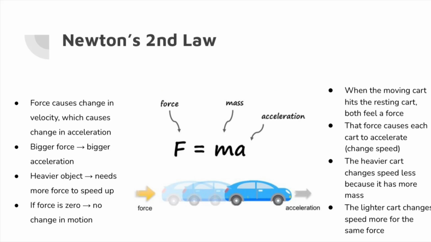This slide explains how Newton's second law, F equals ma, connects to our experiment. When the moving cart hits the resting cart, both experience equal and opposite forces that cause changes in speed or acceleration. A bigger force means more acceleration, and a heavier cart changes speed less from the same force. This helps to explain why the heavier cart moved slower after the collision, while the lighter one moved more.